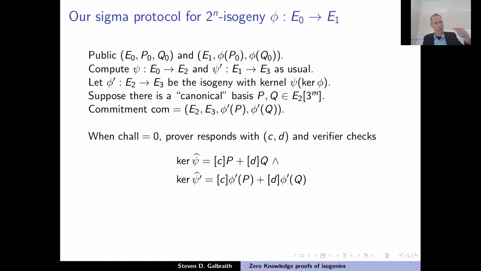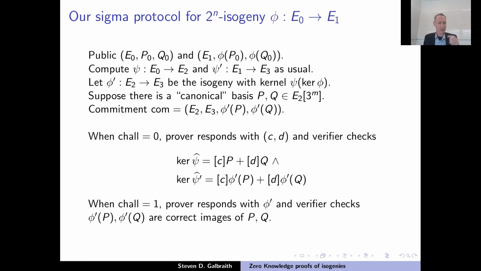And when the challenge is 1, normally I would answer with the horizontal at the bottom. I answer with the horizontal at the bottom, and you check not only that it's a map from E2 to E3, but that it's mapping the points the right way. When you recompute this canonical basis and compute the image of the point, it goes to the right place. So these are the extra little tweaks we have to add to the protocol. And in the paper, we explain that these tweaks are enough. And again, if you repeat the protocol many times and you're always convinced, then these are enough to prove that all the kernels match and there really is an isogeny of the correct degree.